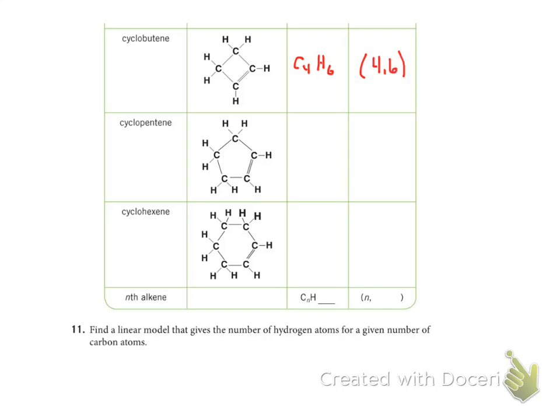The next one, what do we have, Nicole? C5H8. So the point would be? (5, 8). Next one, Alexis? C6H10. And the point? (6, 10). So that was easy enough.